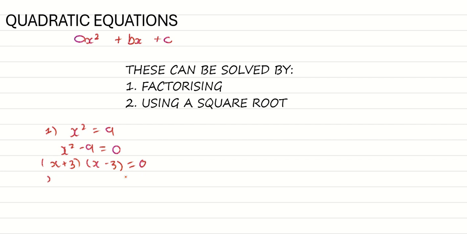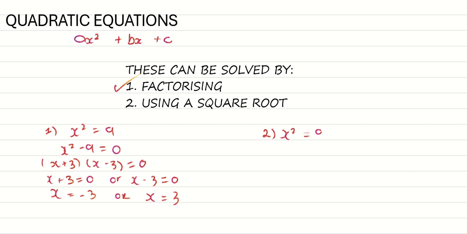And then we have our two options, x plus 3 equal to 0, or x minus 3 equal to 0. And then our two solutions is when x is minus 3, or when x is equal to 3. So that is type 1, factorizing. Type 2 is using a square root, which in some cases is simpler to do. Right, so instead of doing that long process, we can just square root both sides.